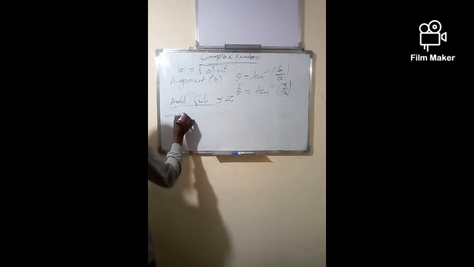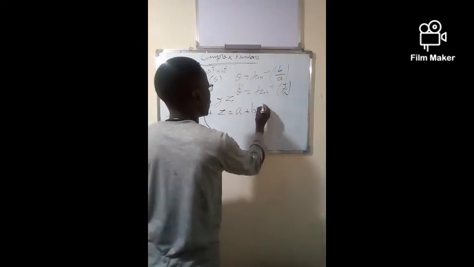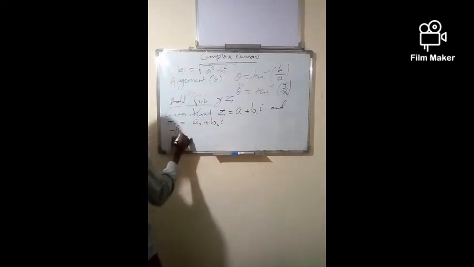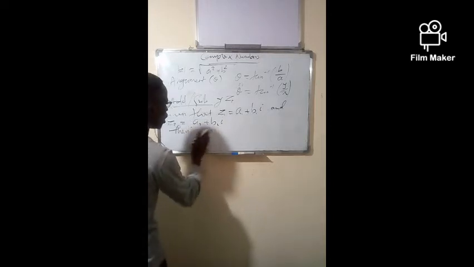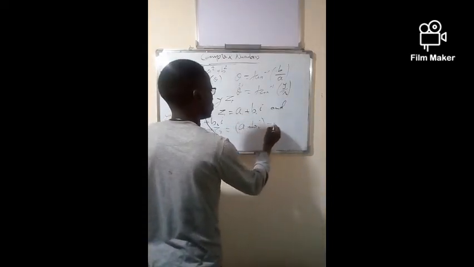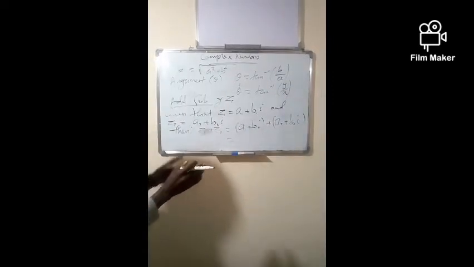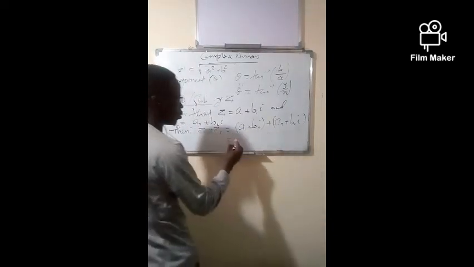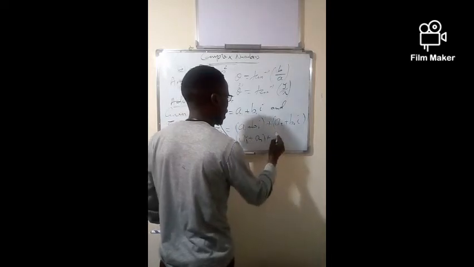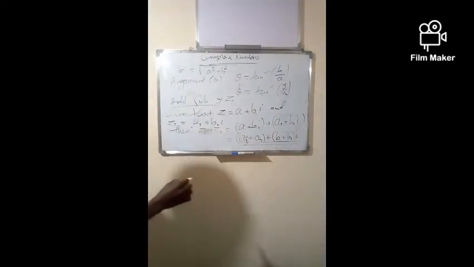So we said that, given that the first complex number z1 is equal to a1 plus b1i, and the second complex number z2 is equal to a2 plus b2i, then z1 plus z2 is going to be equal to a1 plus b1i plus a2 plus b2i. If we collect the like terms, the real parts together and the imaginary parts together, we're going to have a1 plus a2 plus b1 plus b2 i. This is what we get when we add complex numbers.